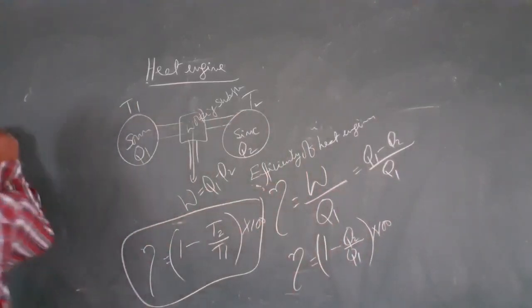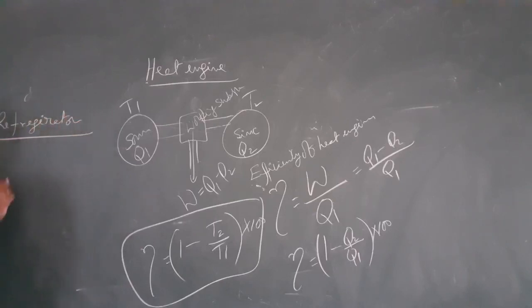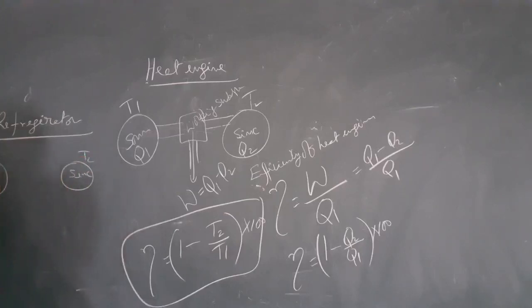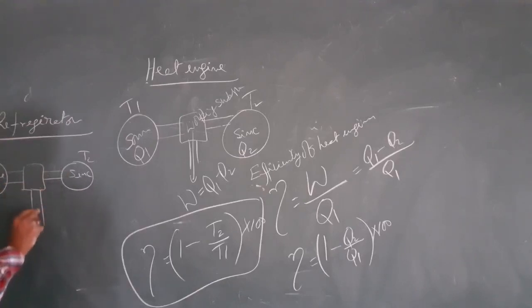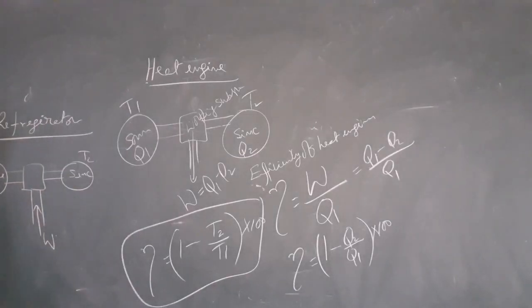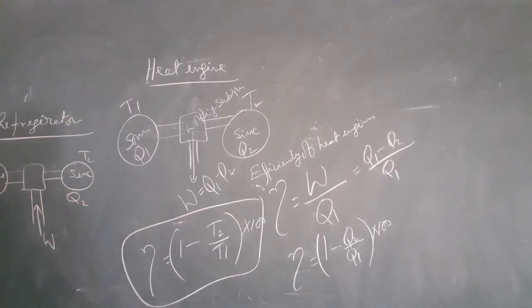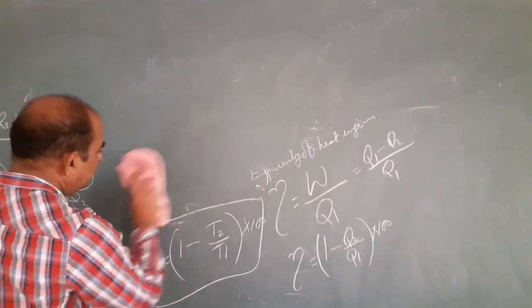Next, about the refrigerator. In the refrigerator, from the sink temperature T2, we are sending the heat to the high temperature source, and some external work is done on the working substance. We are doing the work. Then we are transferring the heat from low temperature to high temperature with the help of an external agency. This is the principle of refrigerator.